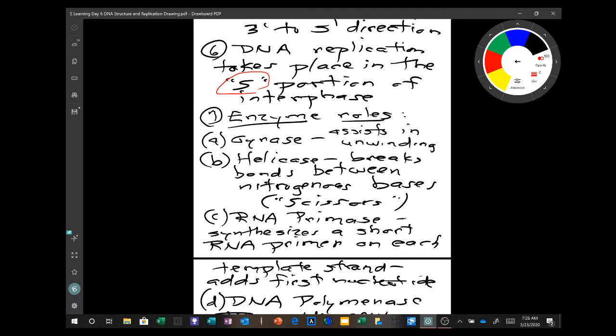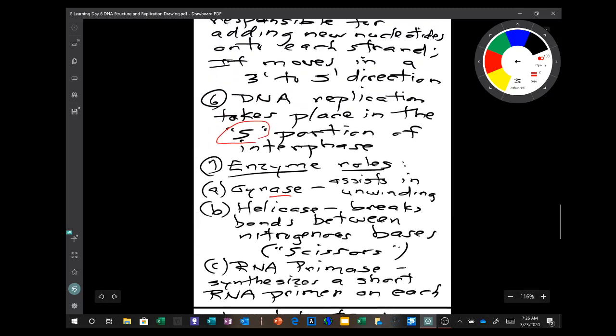There's one called gyrase, and you've got to go through this illustration now to really get this, but gyrase assists in unwinding the DNA. The DNA is like a double helix, like a spiral staircase, and when we unwind it, we basically go from a spiral staircase to like a ladder.